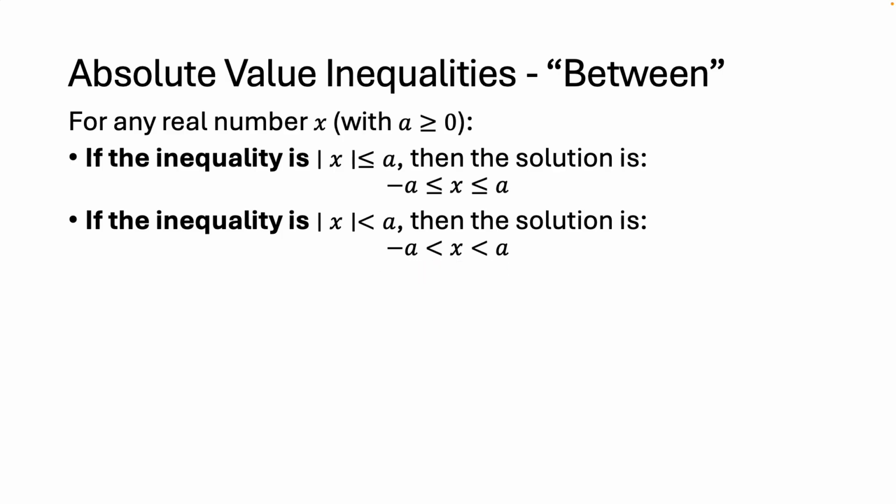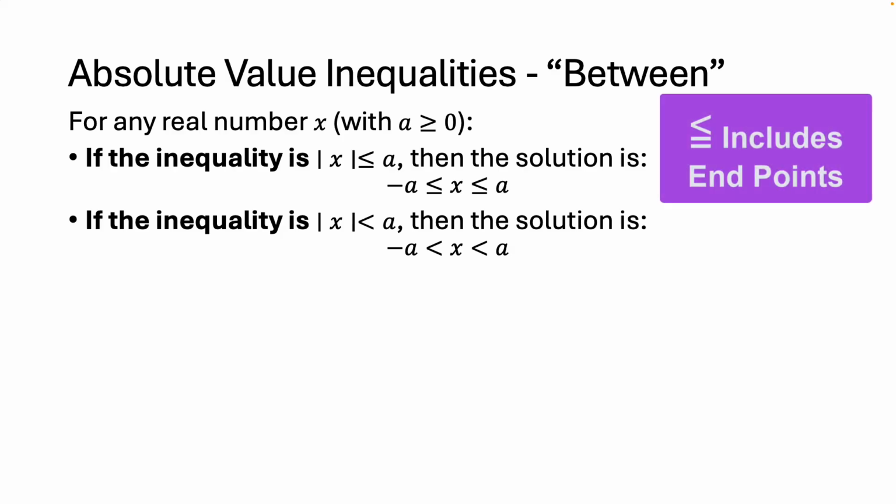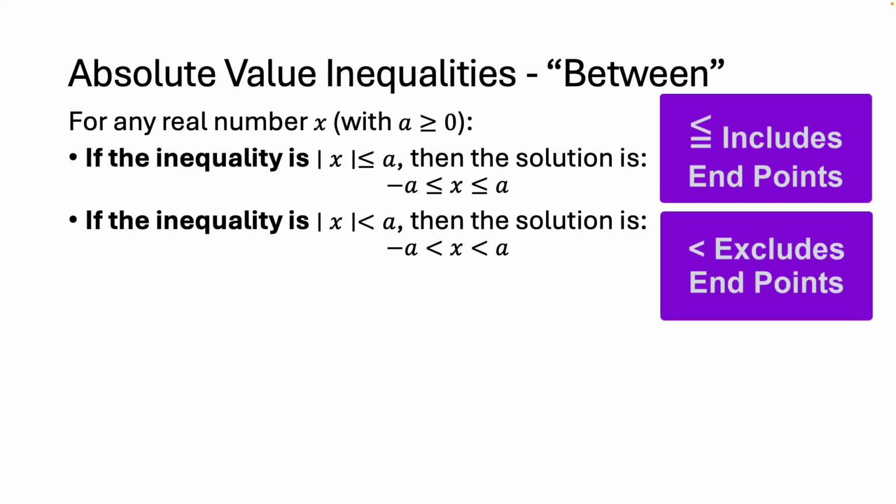While these inequalities look and sound very similar, there is one subtle difference. The first inequality is less than or equal to, and it includes the endpoints negative a and a. The second inequality is strictly less than, and the solution set excludes negative a and a.